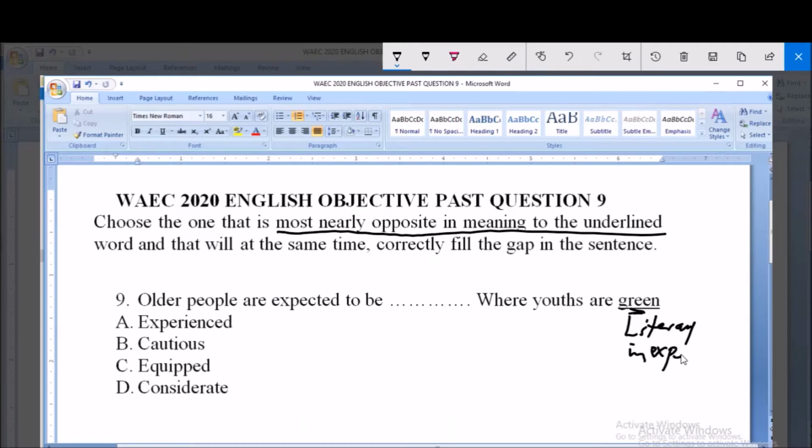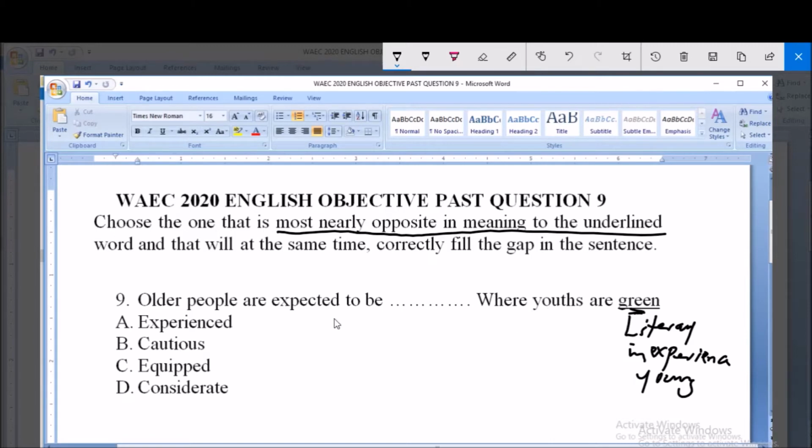inexperience, or young. So that is the meaning of green. Then the sentence says, the older people are expected to be dash where youths are green.